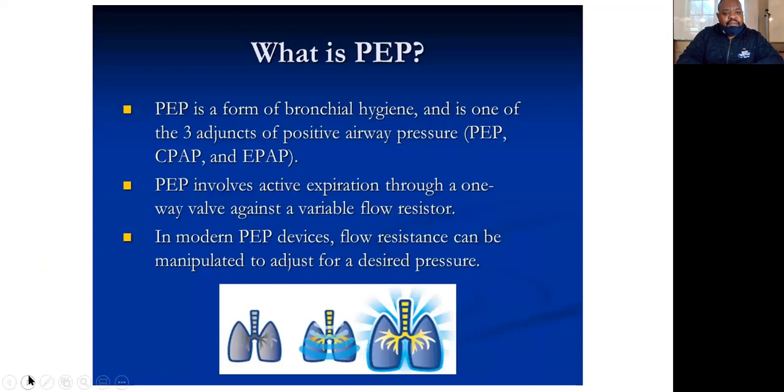All right, again, PEP is a form of bronchial hygiene. It's one of the three adjuncts of positive airway pressure. PEP involves active expiration through a one-way valve against a variable flow sensor, right? In modern PEP devices, flow resistance can be manipulated to adjust for a desired pressure.